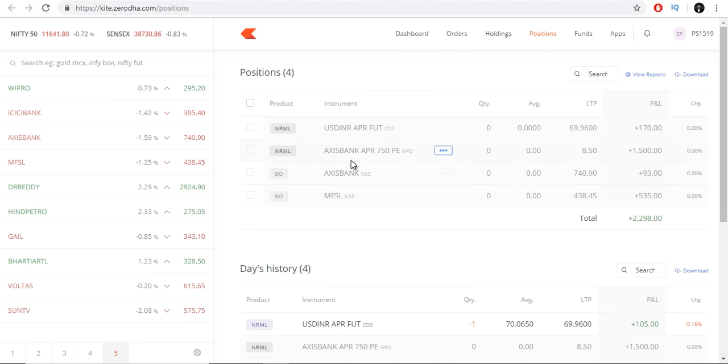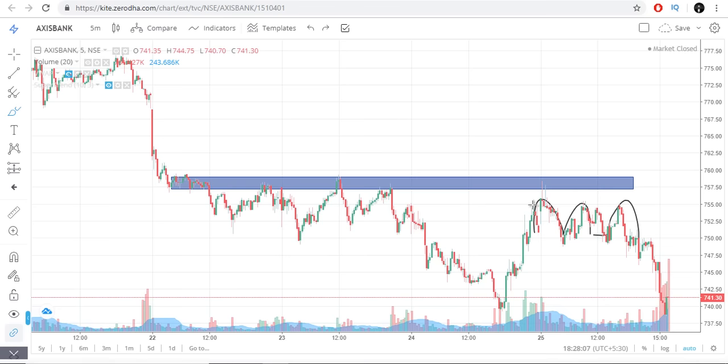Coming to Axis Bank, a few shares of Axis Bank I bought and sold today with a minimum profit because I wrongly read the chart patterns. Here this triple top pattern I tried to read as a double bottom, and I mistakenly took the trade at these levels, 748 rupees level, and I closed the trade at 749 itself. So around 0.5 or 0.6 rupees I booked the profit in this trade also, but this trade was not a good one because I misread the charts here.